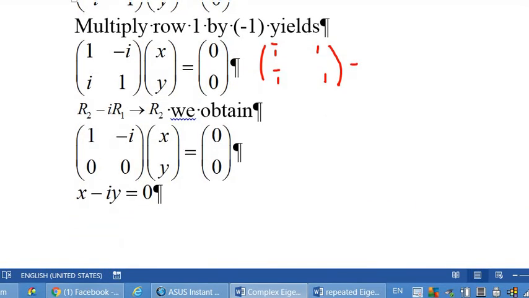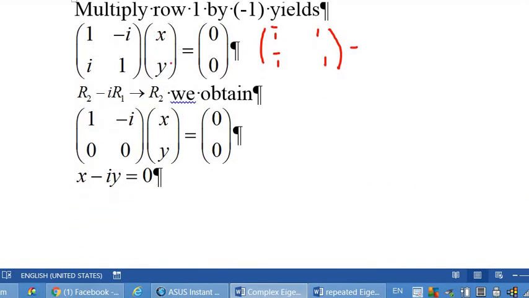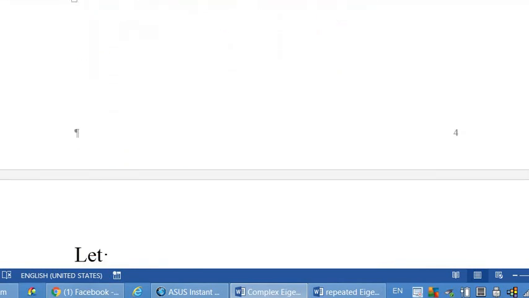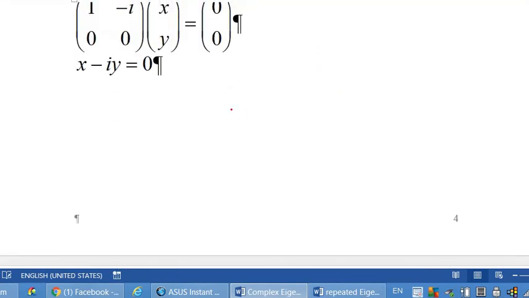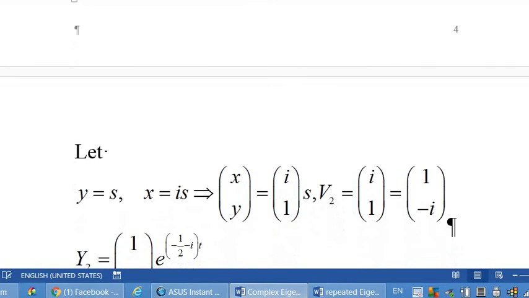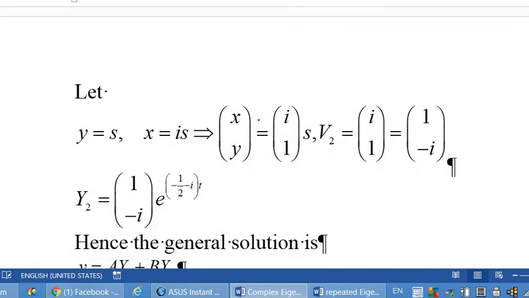Hence, again, we can see that two unknowns with two equations is actually left with only one equation, which is x minus iy equal to 0. Again, if we let y here equal to s, then x will be equal to is. So x is is, y is 1s. By taking s equal to 1, we get v2 is i, 1.